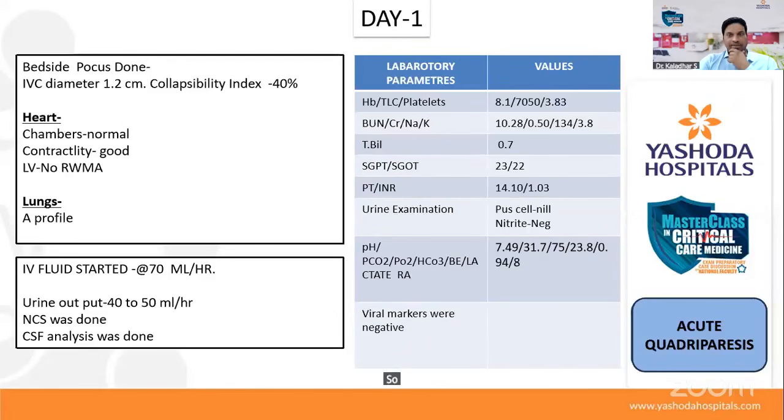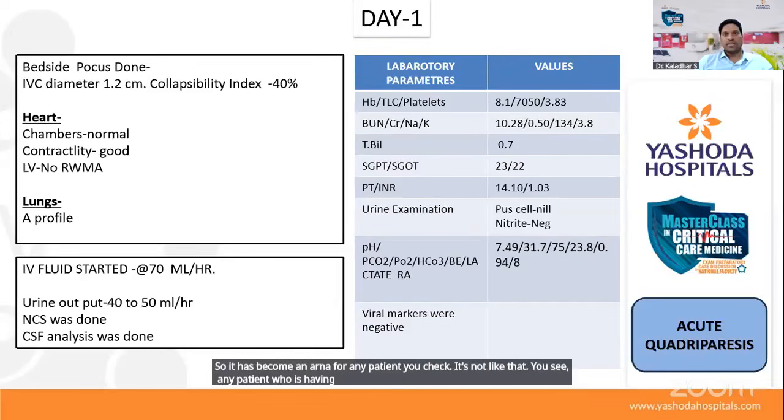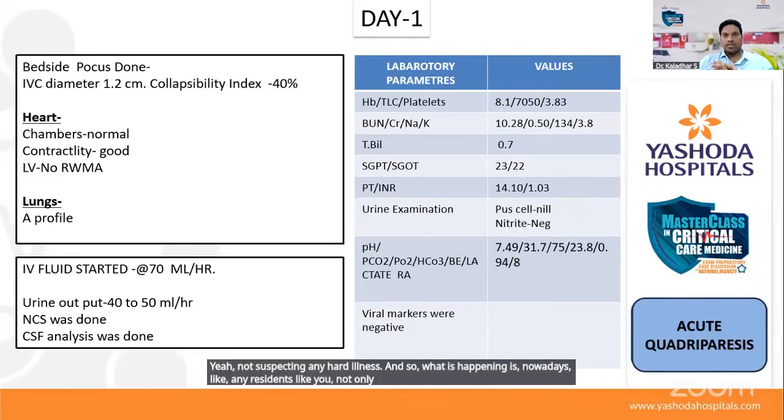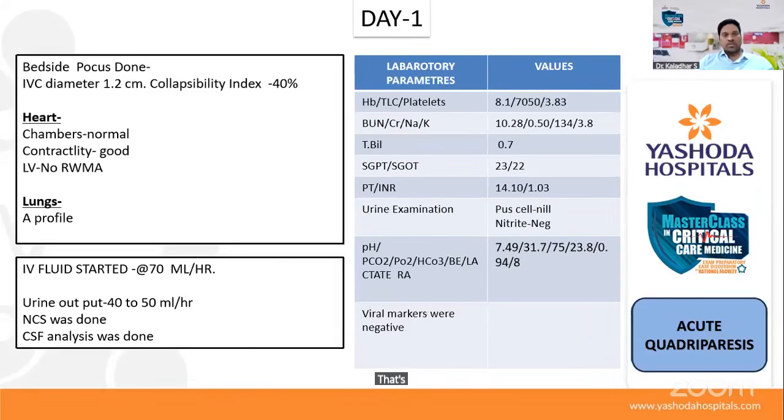So it has become a norm for any patient you check. It's not like that. See, any patient who is having those things, then you check. That makes sense. But other than that, I don't think there is any sense looking at this, because you are not suspecting anything: there is no hypotension, there is no hypoxia, you are not suspecting any heart illness. Nowadays, residents like you, not only you, most commonly focus on this. That's becoming a norm. But generally, you have to look at it in the context of the patient and whether it is needed or not needed. That's the point, generally.